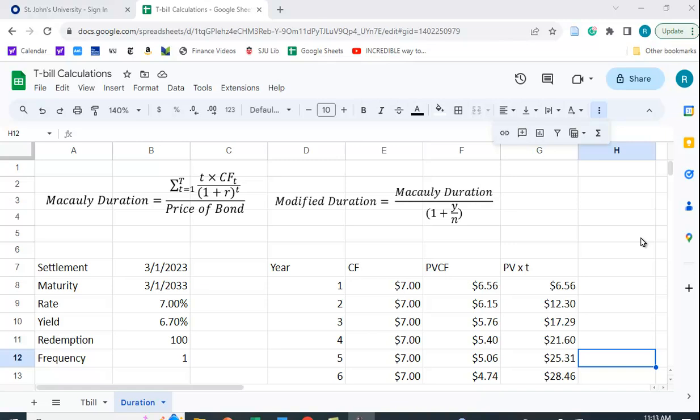Let's take a look at how we can use a couple of functions in Google Sheets to calculate duration. Duration measures the price sensitivity of a bond when interest rates change. There are two calculations we need to do. The first is Macaulay duration, named after Frederick Macaulay, who came up with this formula. It's the average amount of time it takes to get your money back from the bond.